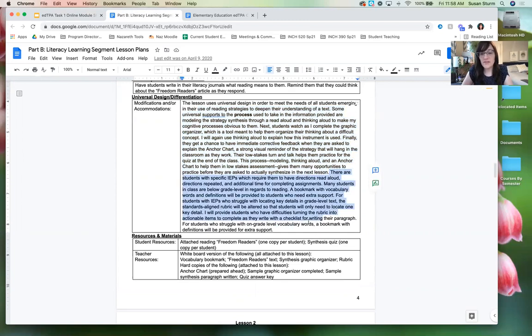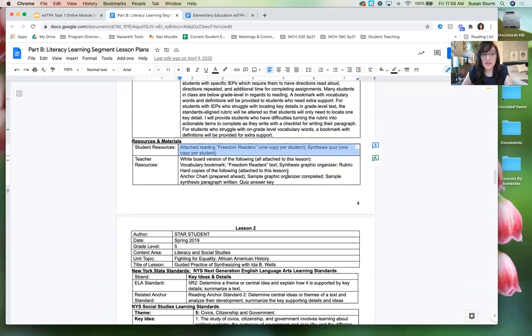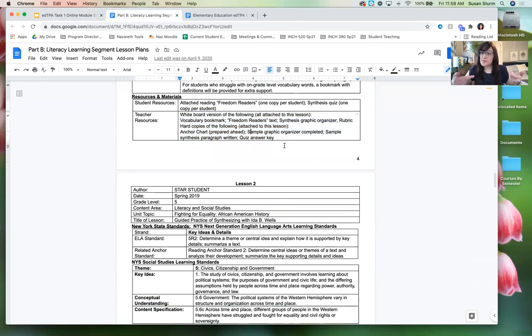And the second half is really specific to that context for learning. Who's got IEPs, who's got language needs, who's reading below grade level. This is what she's doing in this lesson for those students. Then she refers to the attached documents and the synthesis quiz and all of the things that you'll need as the teacher. So that's lesson 1. Notice there's no attachments right here. They don't belong in the lesson.